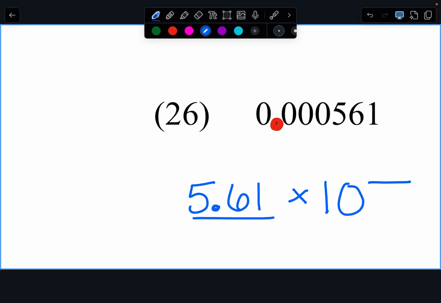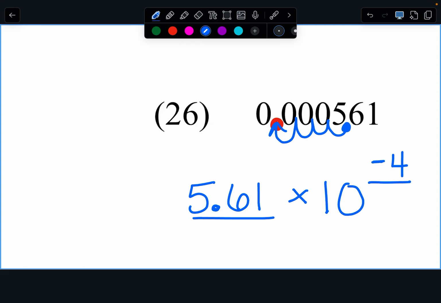There we go. Because if we put it between the 6 and the 1, it would be 56.1, and that's too big. Now, if we're starting with 5.61, and I have to move to get to that red dot, I had to move 1, 2, 3, 4 places.